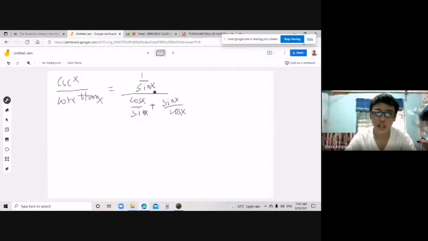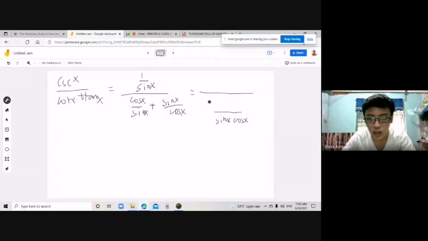So in terms of sine and cosine, let's try this. Using the common denominator sine x times cosine x, multiplying by cosine x gives cosine squared x, plus sine x cosine x times sine x divided by cosine x. The cosine x cancels, remaining sine squared x. So this is 1 over sine x.